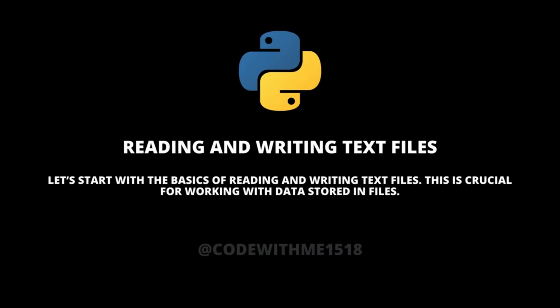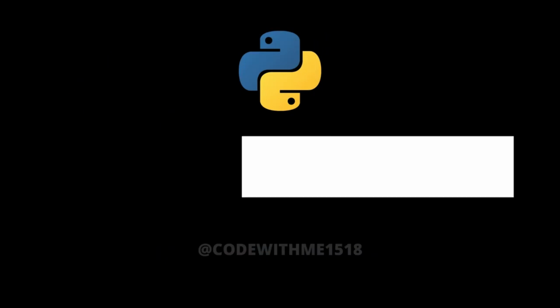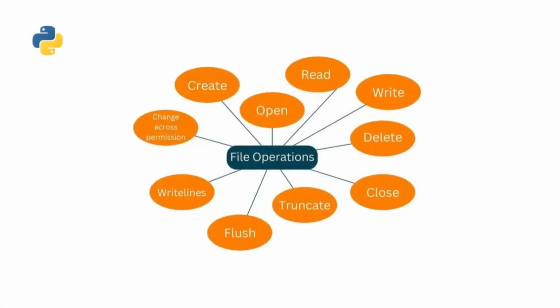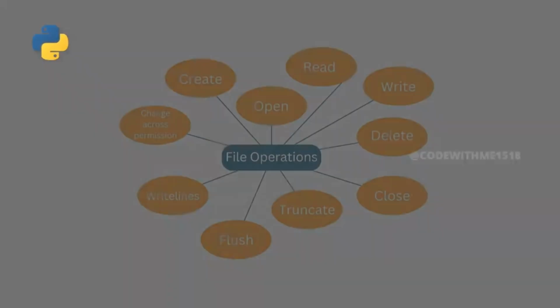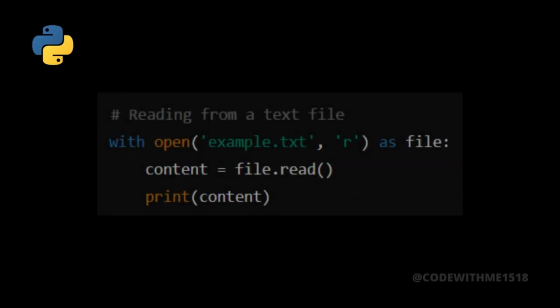Basics of reading and writing text files. This is crucial for working with data stored in files. Here's how you can read from a text file. In this example, we use the open function to open a file in read mode, r. The with statement ensures the file is properly closed after its block of code is executed.